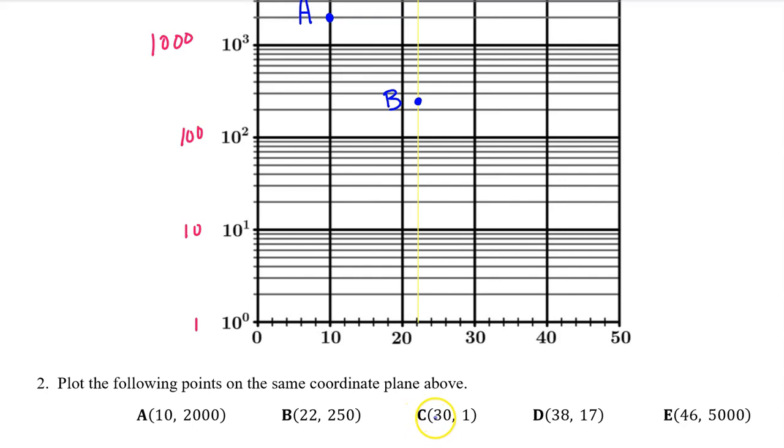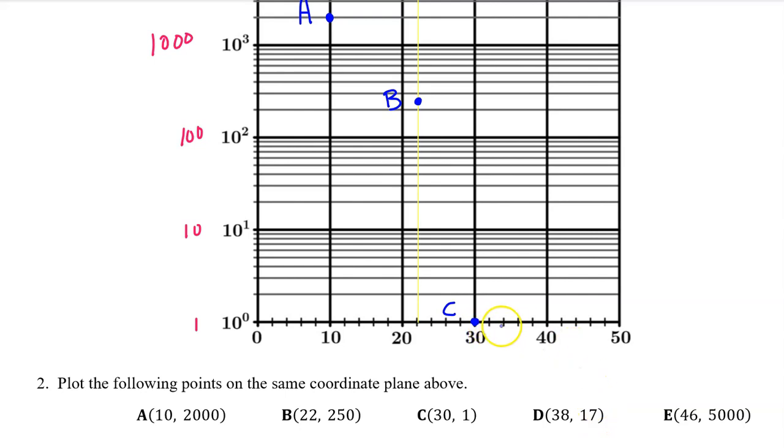Point C is 30, 1. Here is 30, and 1 is the bottom line. So 30, 1 is right here. This is point C.